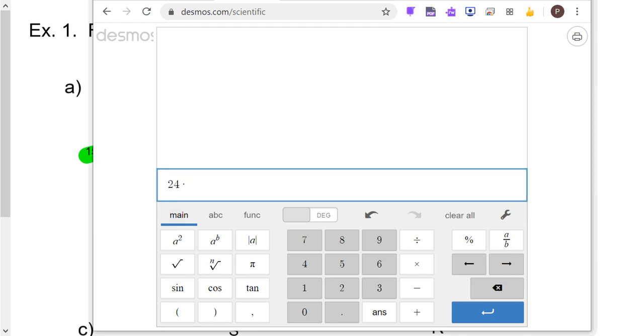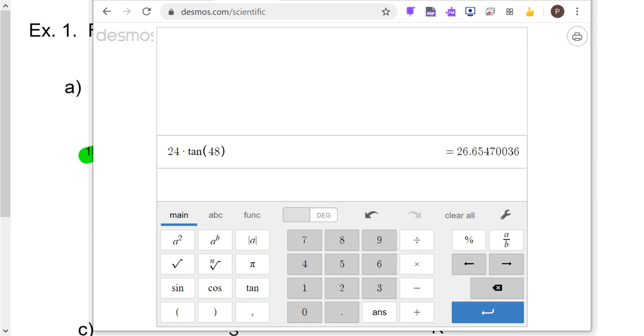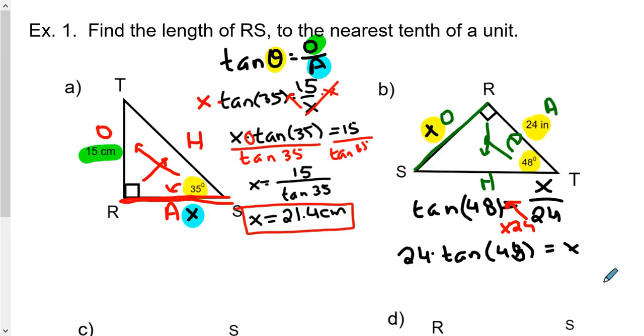24 times tangent 48. Close your brackets. And it tells us 26.7. Round up because the next digit's a 5. This time x is 26.7 inches. Let's try a couple more.